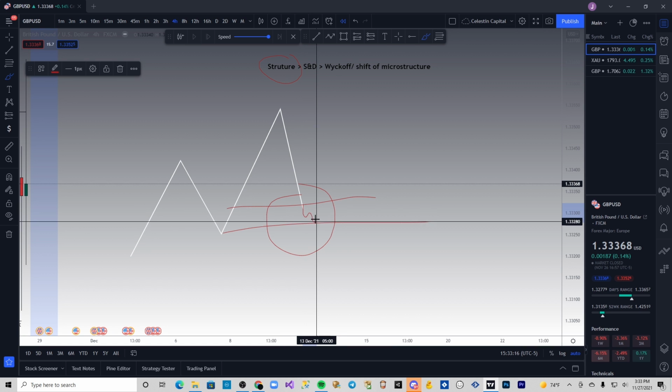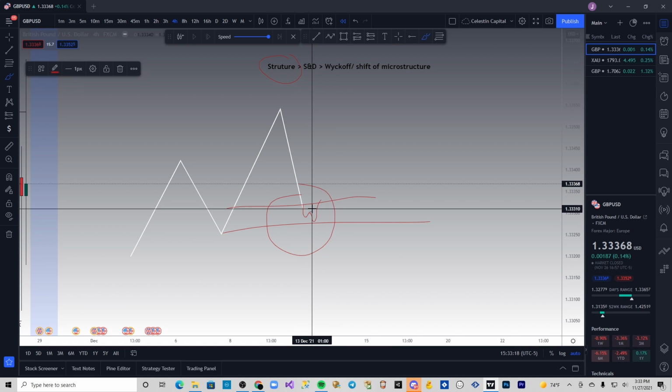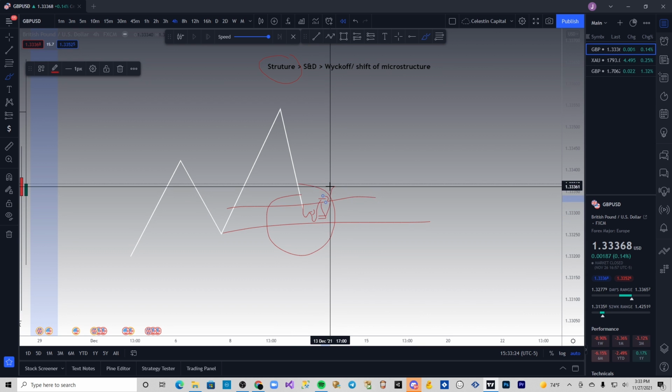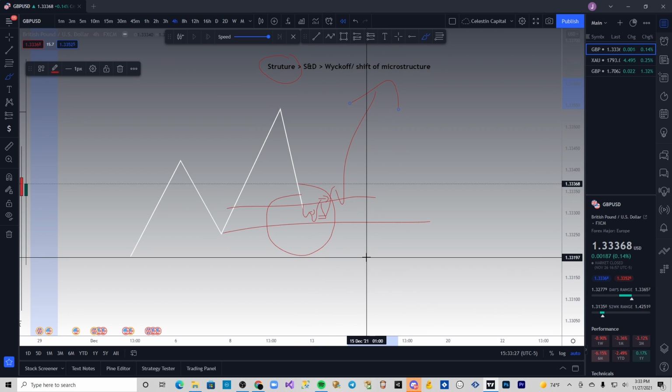I want to see the market break structure highs and continue to do that, bounce off demand zones within here and continue to break structure highs so I can get an entry and take it to the upside.